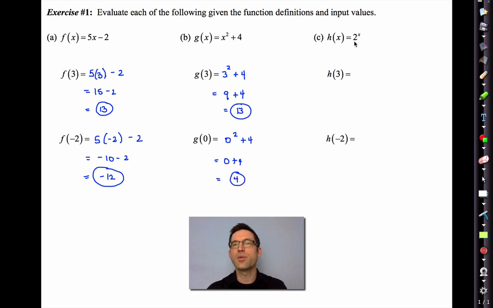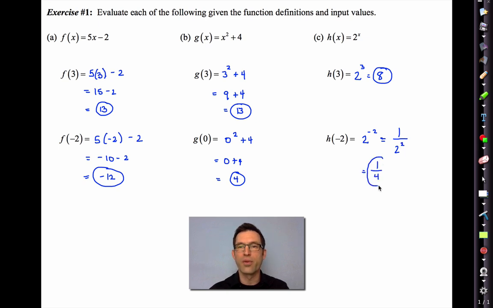All right, let's take a look at this one. This is 2 to the x, not 2 times x, so h of 3 will be 2 to the third. 2 times 2 times 2 gives me an output of 8. This may have been the hardest one, 2 to the negative 2. Did you remember that negative exponents mean division? So h of negative 2 is 1/4. We'll work more with negative exponents later on in the course, but hopefully you remembered a little bit about them.